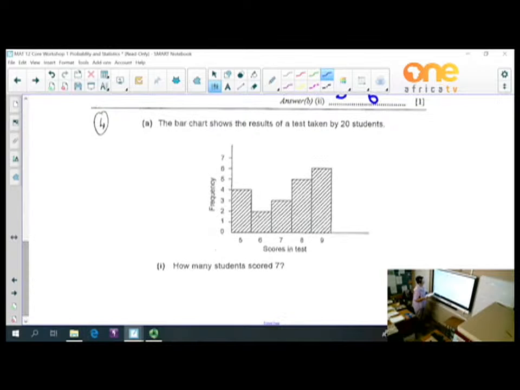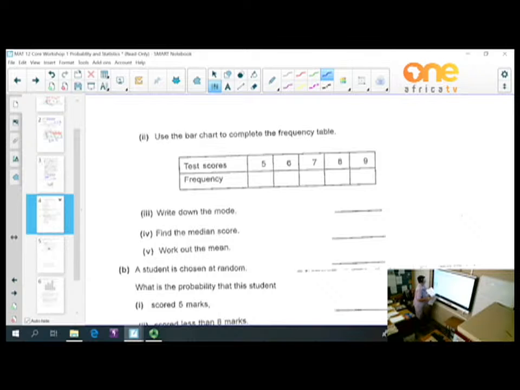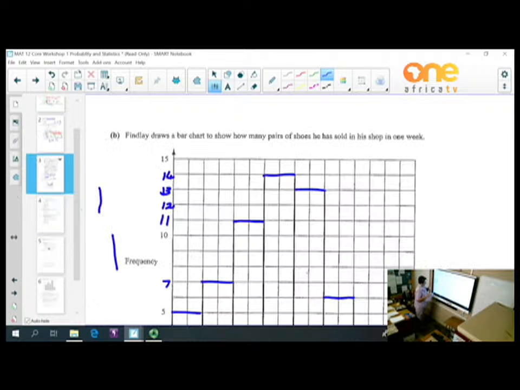The next bar chart shows the results of a test taken by 20 students. How many students scored a 7? Again, I just need to read it off. There's the 7. We can see that it is 3. Right, the next one. Use the bar chart to complete the frequency table. So again, I will just read it off. What each one will be.